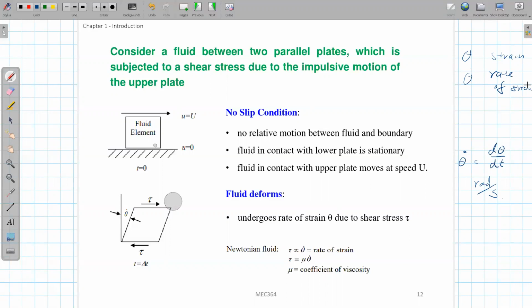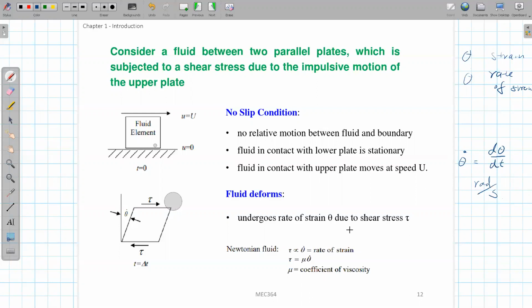Okay, and based on Newton's law of viscosity, we can define a parameter so that we can calculate tau equal to mu times this theta dot, and this mu is called the coefficient of viscosity. Okay, so this is how we define the viscosity. We will talk about this more in chapter 2. Okay, but here it just gives you a fundamental idea of how the fluid behaves when you have a strain force.